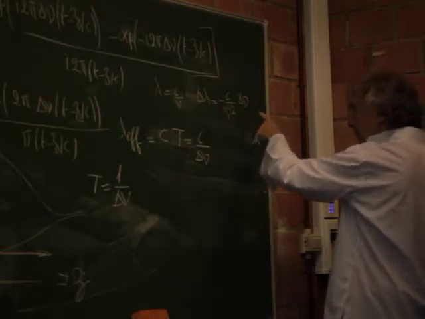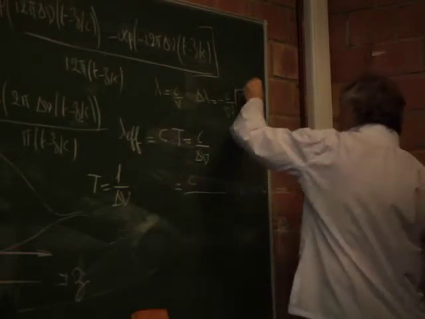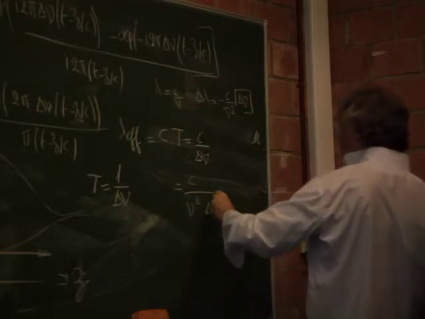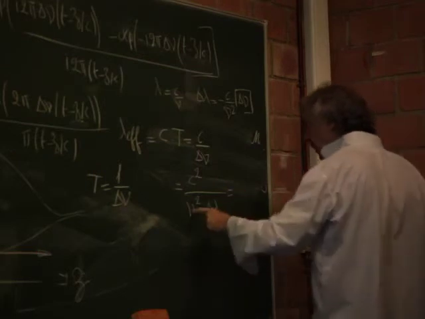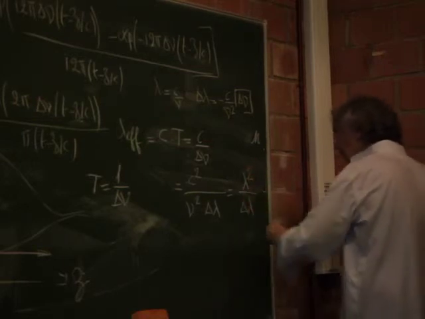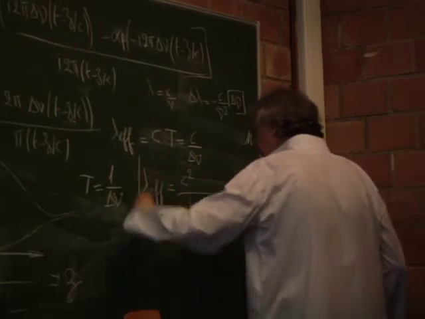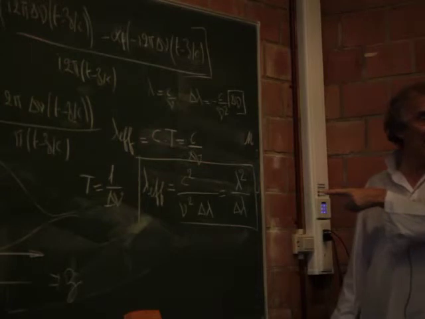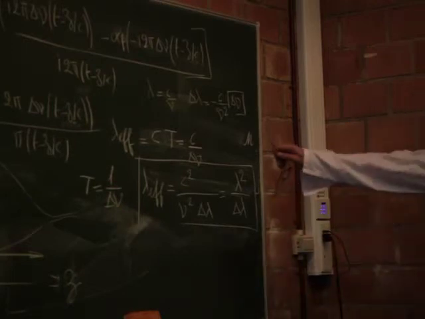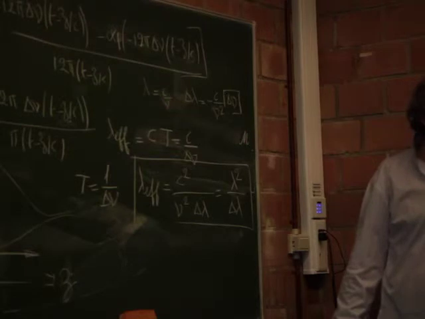Now I just take those values. I have that lambda f will be equal to c over delta nu. So delta nu is equal to nu square times delta lambda over c. But now nu is equal to c over lambda. So this will be equal at the end to lambda square over delta lambda. And so I see that this is a lambda effective, much bigger than lambda, by a factor lambda over delta lambda. So the narrower the bandwidth, the longer is this effective wavelength. And this is what you know as being the coherence length of light.